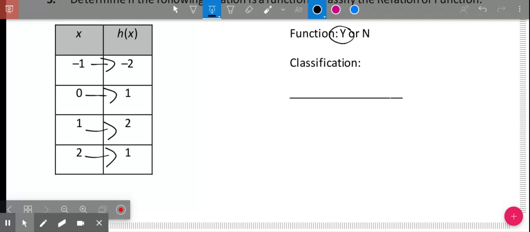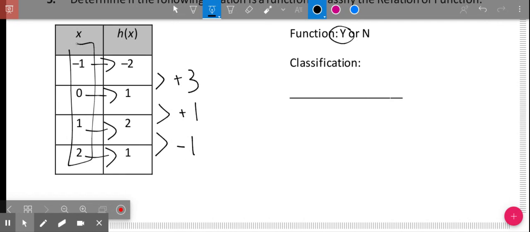Now we actually have to classify it. So this is where we have to look at our differences. So how is our y changing? To go from negative 2 to 1, we're adding 3. 1 to 2, we're adding 1. And 2 to 1, we're subtracting 1. Well, that's not constant. And the x side is constant, so we know that that's probably not good. But then we got to check it again.